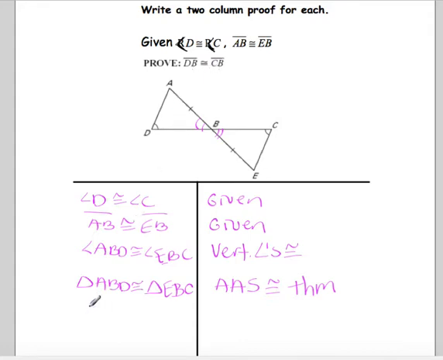And then my last statement is that DB is congruent to CB. Those are pieces of these triangles. So corresponding parts of congruent triangles are congruent. CPCTC for my reason on that one.